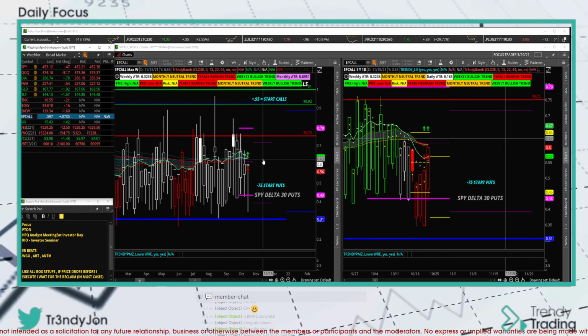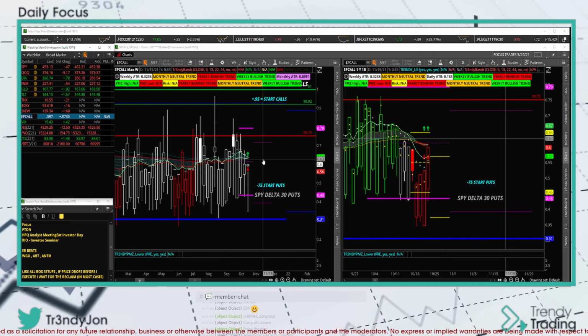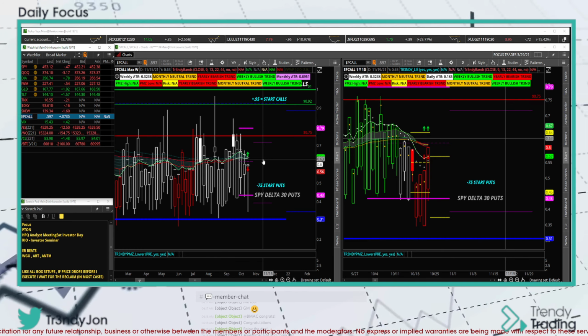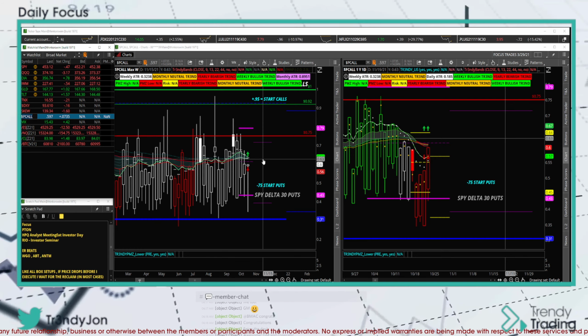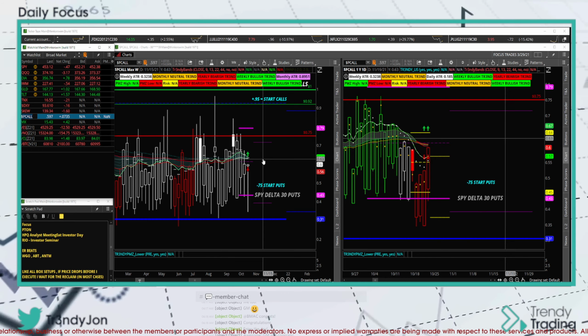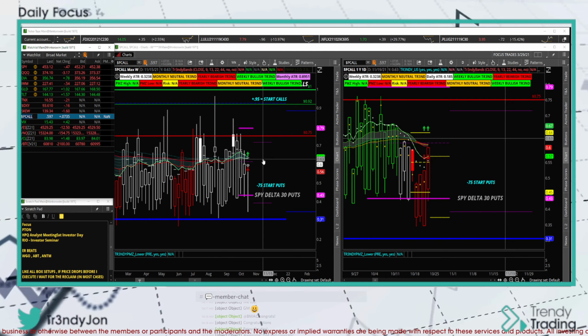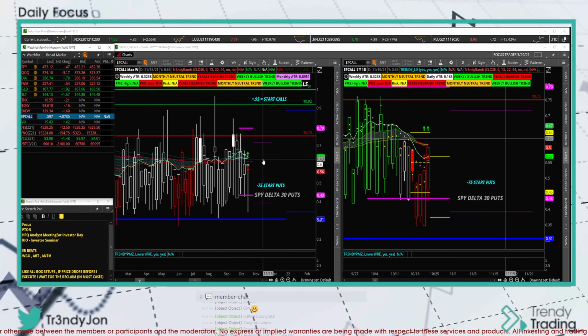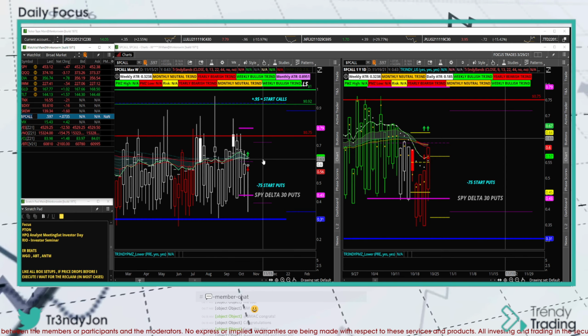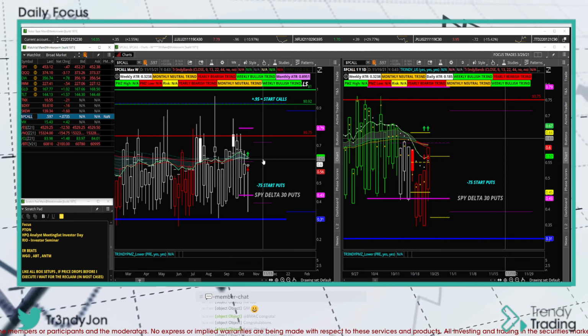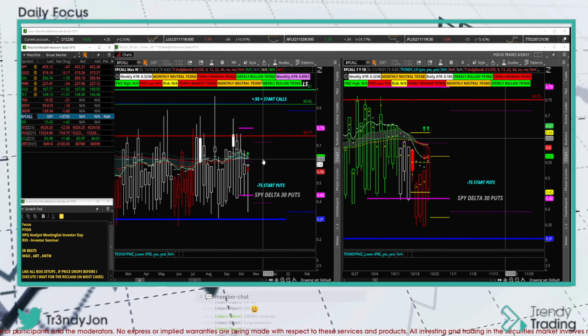So again, overall, I feel very neutral looking at everything I just showed you. We're going into earnings. Everything looks bullish from SPY, Qs, DIA, IWM. However, we're coming into earnings. So again, neutral strategy is very important for this week.